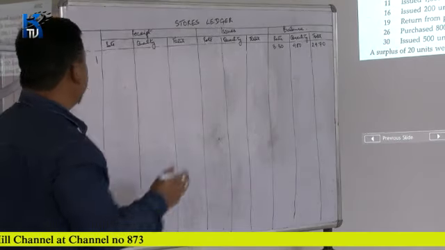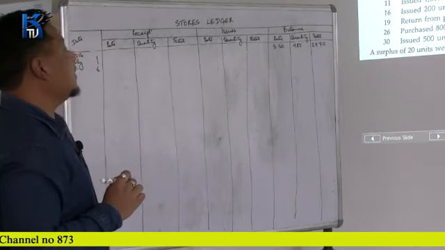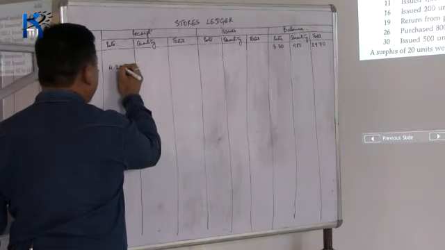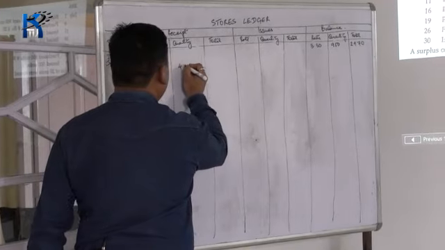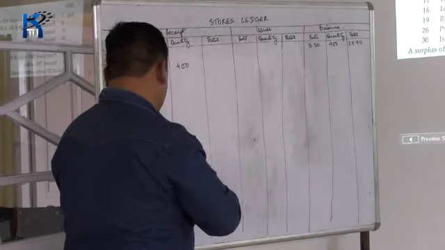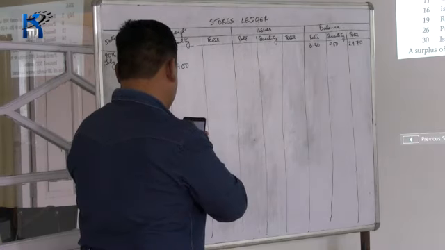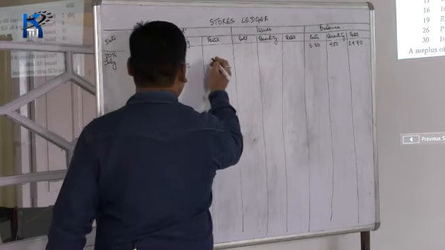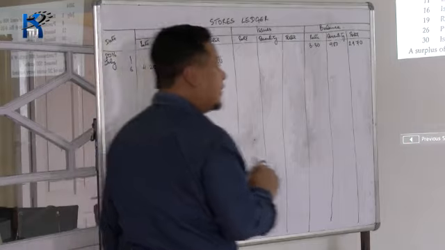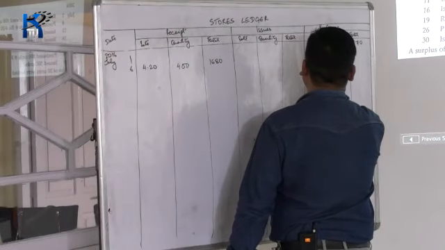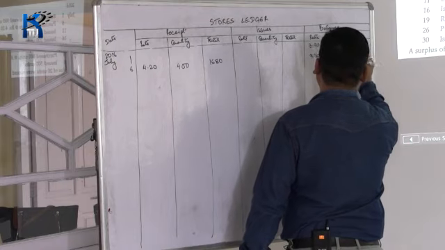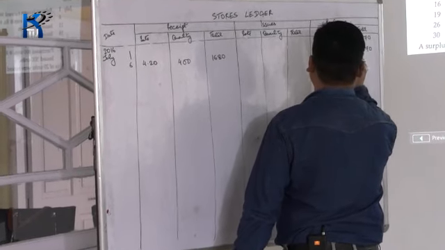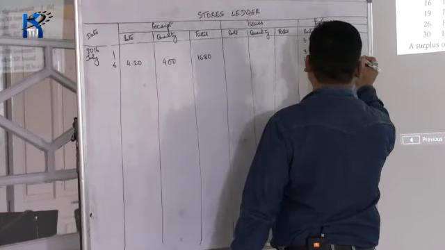We go to the next transaction, that is on 6th. On 6th there has been a purchase of 400 units at 4.20. You put it in the receipt column, 4.20, quantity 400 units, amounts to 1,680. So the balance at the end of the day is 3.30, 900 units amounting to 2,970, and 4.20, 400 units amounting to 1,680.